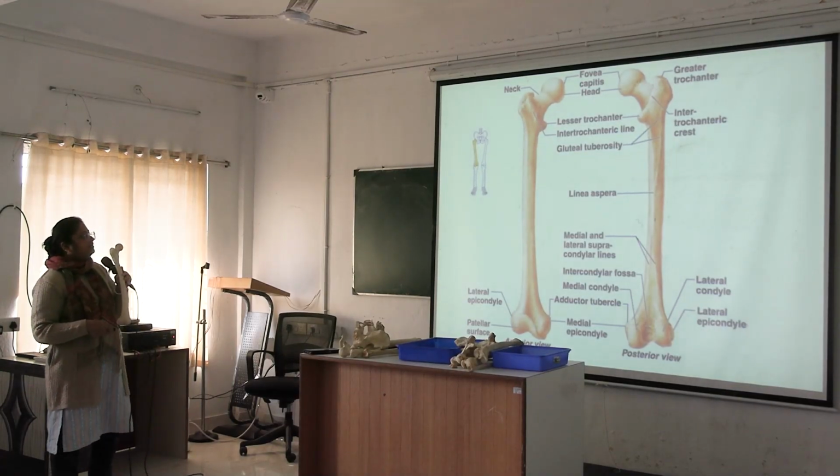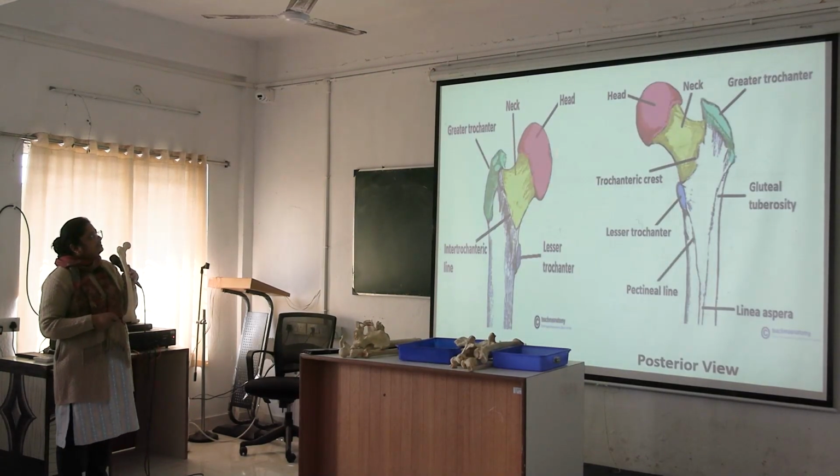Okay, so these are the important bony features. See here, this pink colored portion is the head. Here is the neck, greater trochanter, lesser trochanter. These are the parts of the upper end. And intertrochanteric line anteriorly, intertrochanteric crest posteriorly, quadrate tubercle.